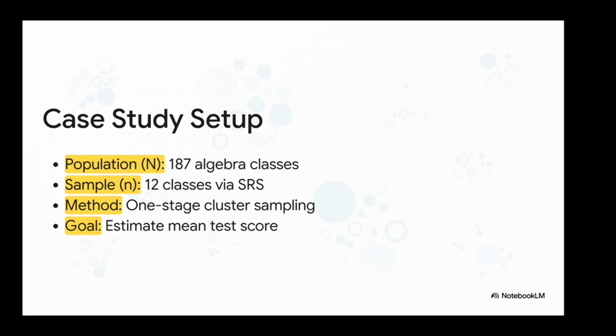Okay, here's the setup. We're looking at a city with a total population of 187 high school algebra classes. Our goal is to estimate the average test score for every single student across all those classes. Now, testing everyone is way too expensive, so instead, we take a simple random sample of just 12 classes. Then, for those 12 classes, we test every single student inside them. And the key detail here is that the classes have different numbers of students. It is the perfect setup for our ratio estimator.